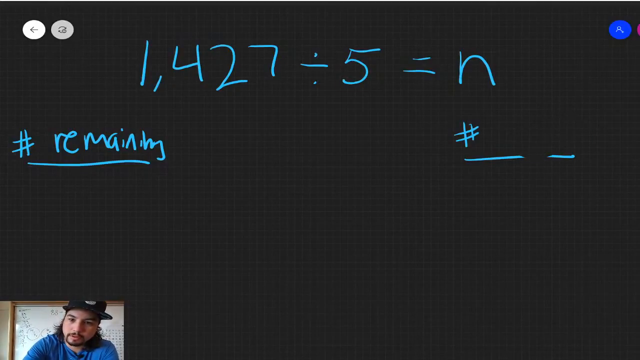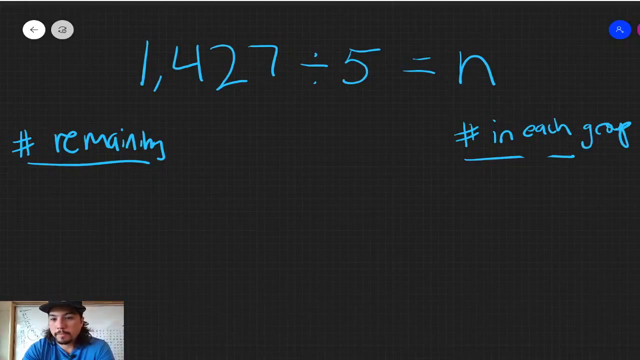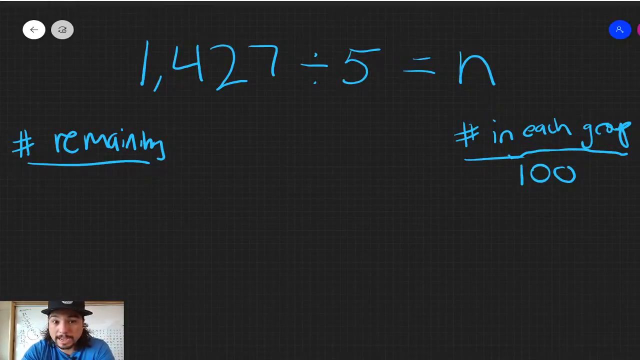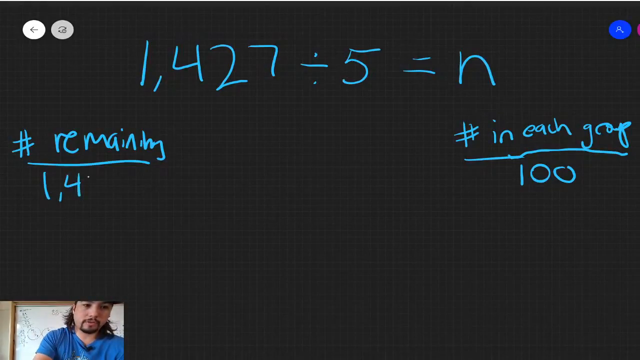I shouldn't have said number of groups, because there's 5 groups. Number in each group. Sorry, my bad, I mislabeled it. Number in each group, not number of groups. So we're going to put 100 in each group. And 100 times 5 is 500. So I just divided out 500 into each group.